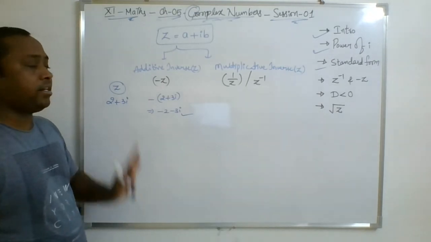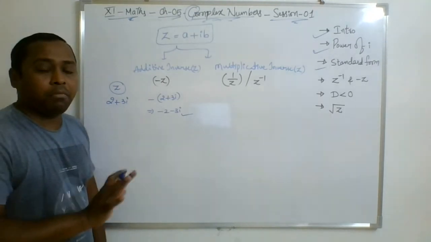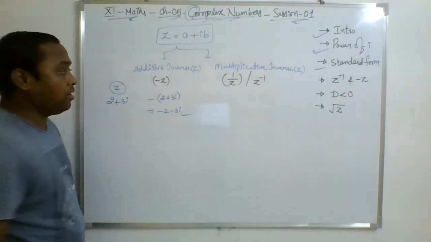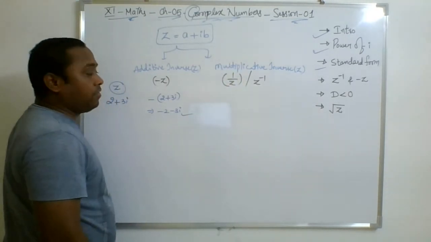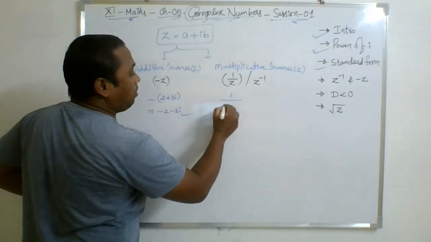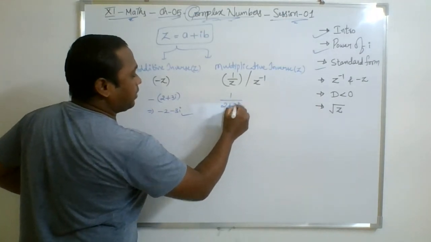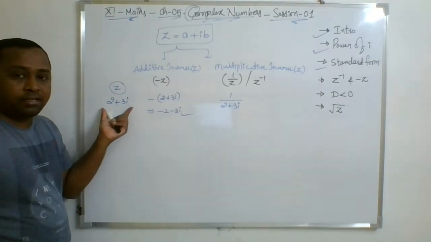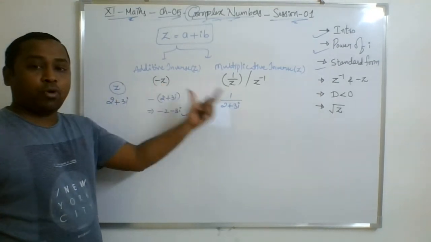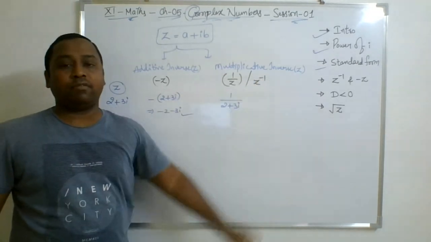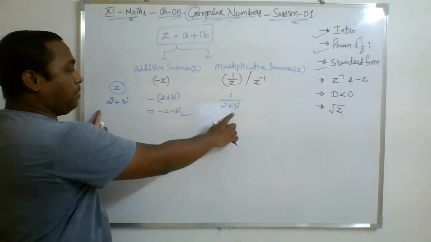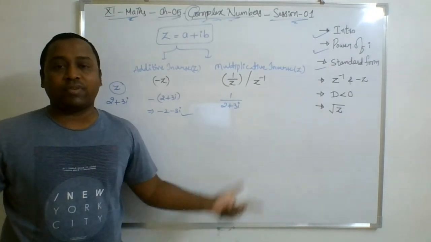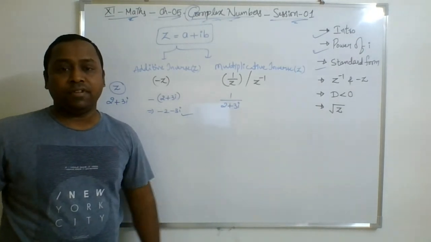This is called additive inverse. Only we are multiplying the entire complex number with minus 1. Now multiplicative inverse means reciprocal of given complex number. That's it. It's so simple. If 2 plus 3i is a complex number, then its reciprocal is called multiplicative inverse, because when you multiply these two values, you'll always get 1. That's why it is called multiplicative inverse.